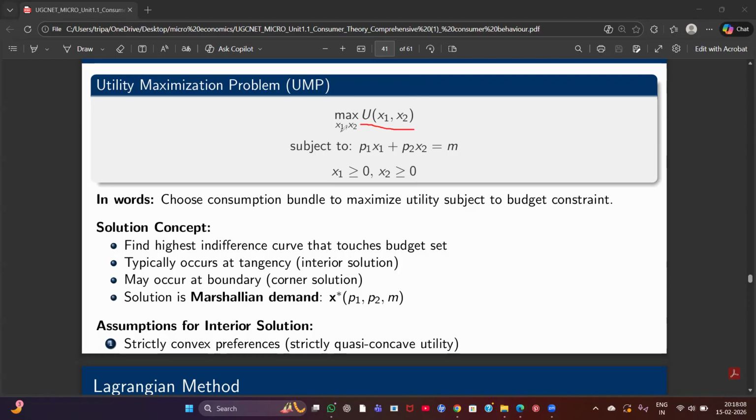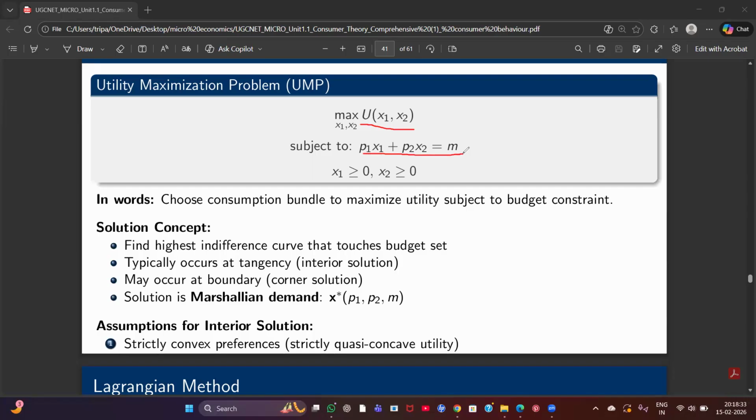In short, we have to find the values of the arguments x1, x2 for which the function will be maximized. But this is not a plain maximization problem. It is a constrained maximization problem. That means the consumer has to maximize utility, but within the limit of the constraint. Here, the constraint is this equation, otherwise known as the budget line.